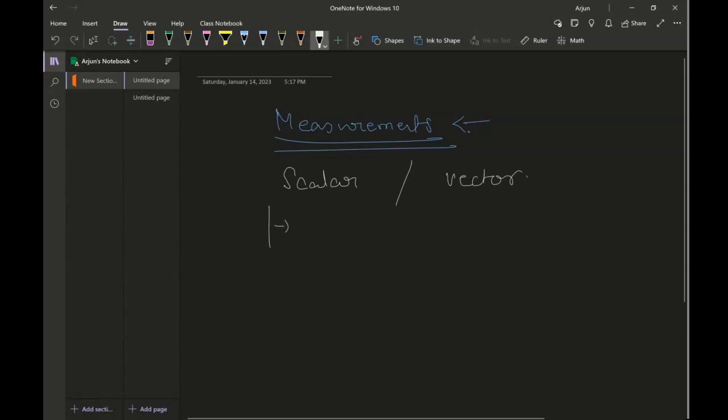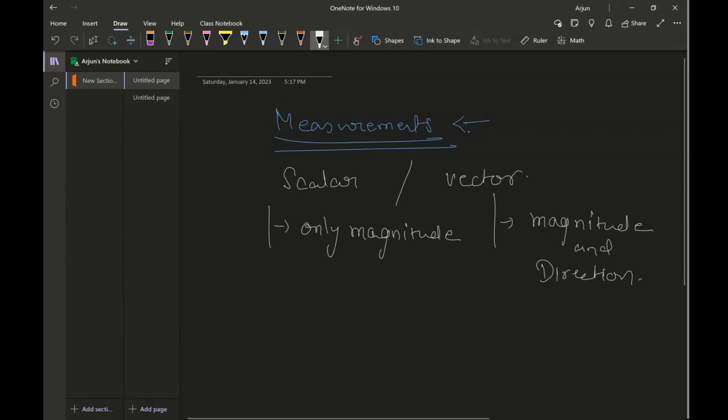What is a scalar quantity? A scalar quantity has only magnitude, and vector quantity has magnitude as well as direction.